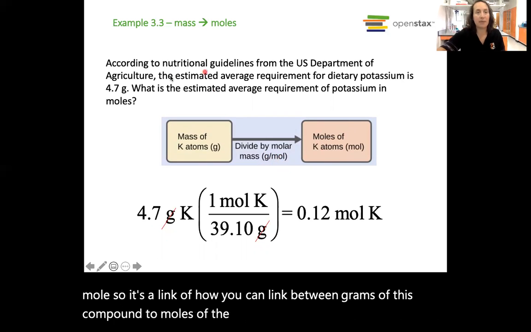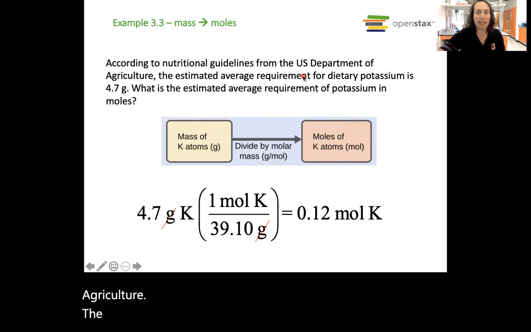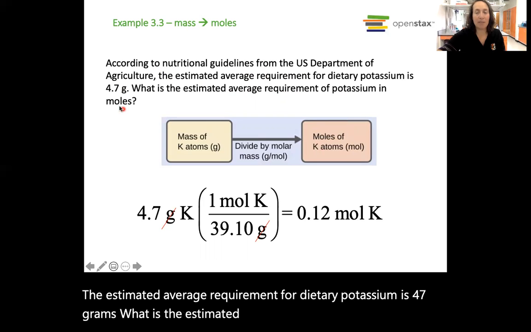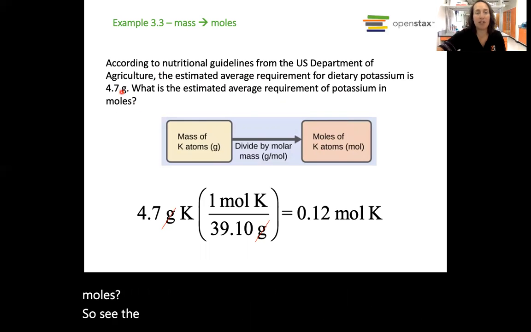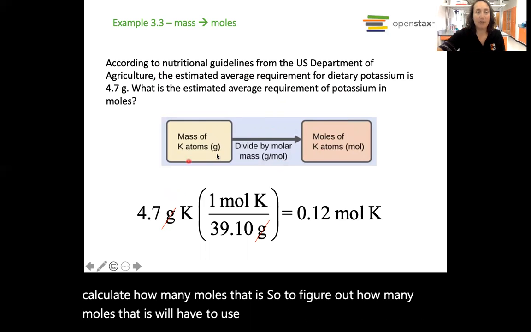For example, according to the nutritional guidelines from the U.S. Department of Agriculture, the estimated average requirement for dietary potassium is 4.7 grams. What is the estimated average requirement of potassium in moles? The question is providing you with grams and wants you to calculate how many moles that is. To figure that out, we'll have to use the molar mass of potassium.